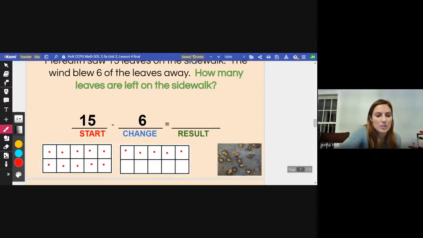Now, my change says I'm going to take away 6. So I'm going to cross through 6 of these. 3, 4, 5, 6. What's my result? That's going to be what's left over. That's going to be what isn't crossed off.